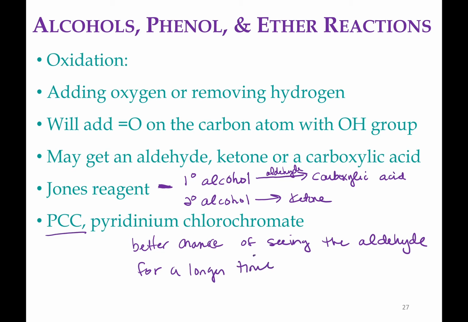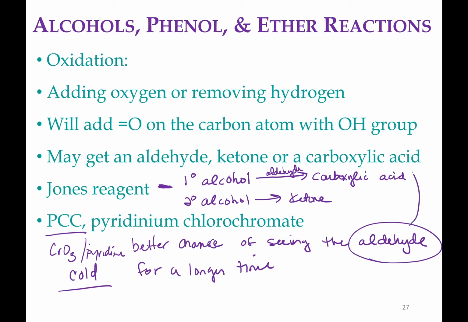So PCC isn't the only one we could use. There's another one, but also doing these under cold conditions. So you could see also written CrO3 with pyridine and saying it's cold. The cold is going to help slow down that reaction of the aldehyde going to the carboxylic acid, but remember, this isn't going to stick around very long. Eventually, it's all going to go to the carboxylic acid. But if I give you the reagent PCC, I want to see the aldehyde product. If I give you the Jones reagent, I want to see the carboxylic acid product. So I know that you understand that there's a reason that we use different reagents at different times.